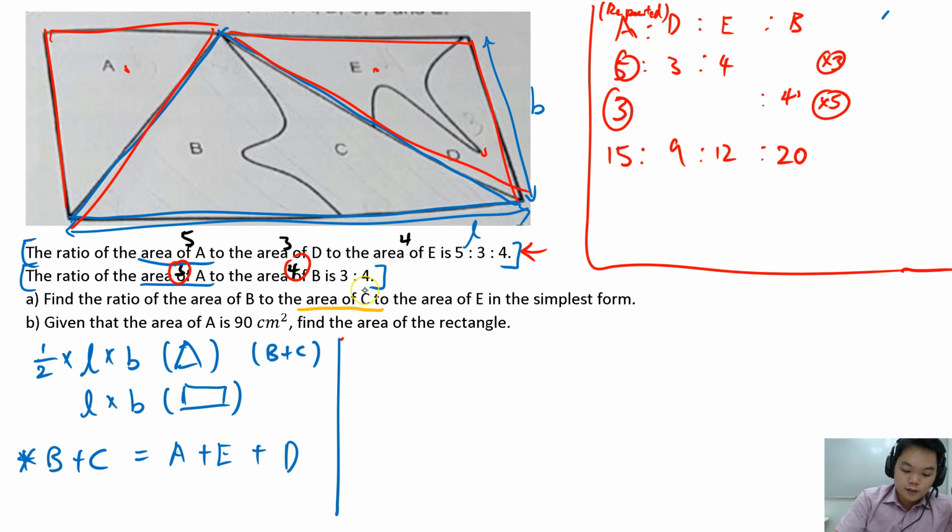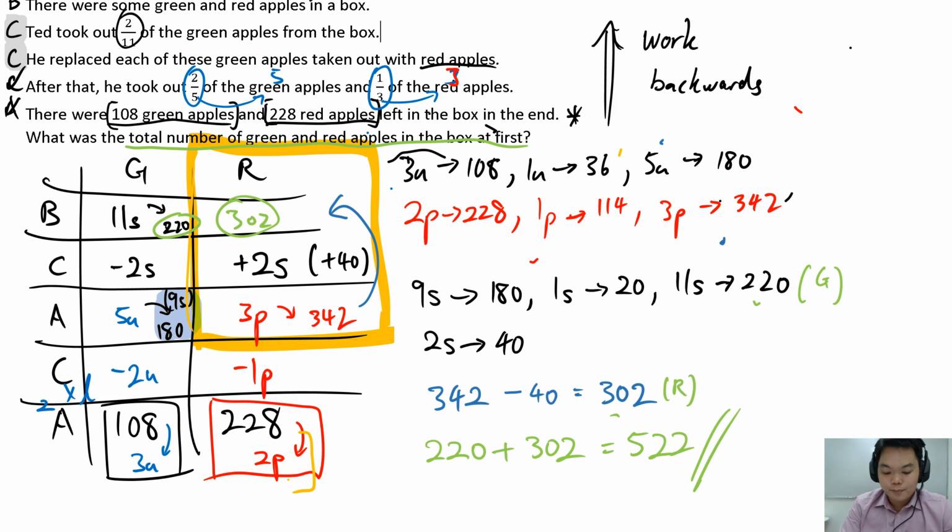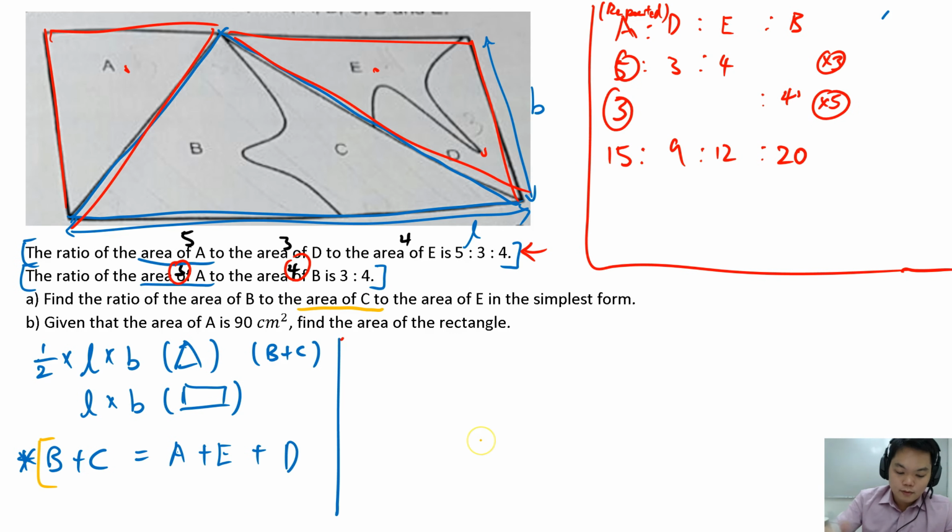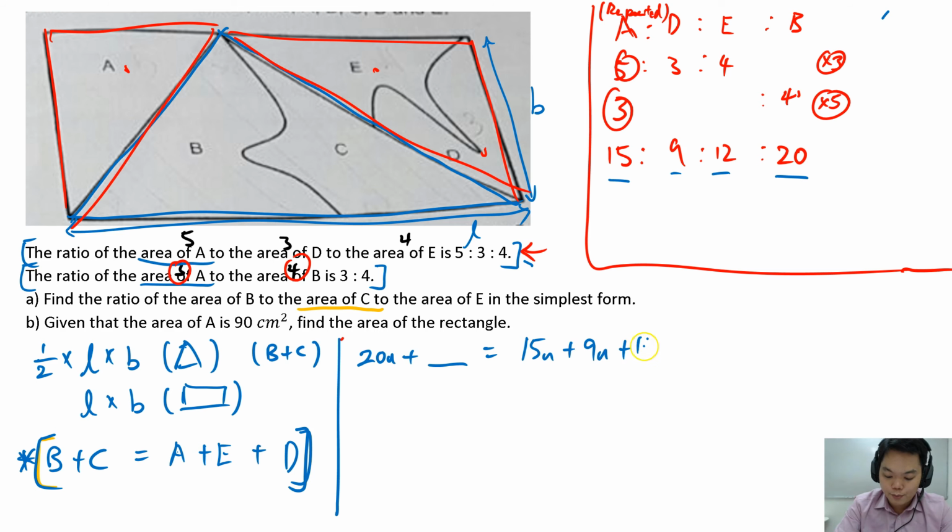So now how do we find the area of C? We have to come back to this relationship here. Let's come back to this relationship, and we see that B plus C will be 20 units plus something, giving us A plus E plus D. That will be 15 units plus 9 units plus 12 units. So this will give you a total of 36 units.